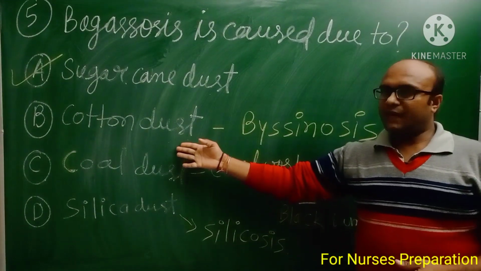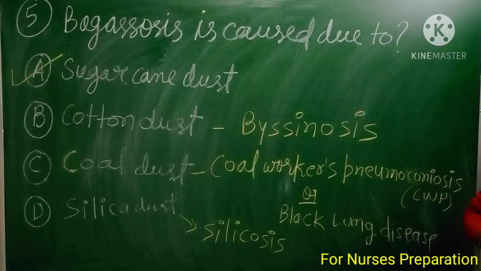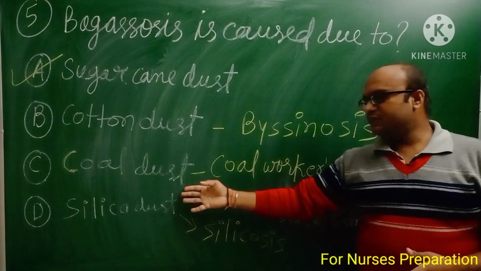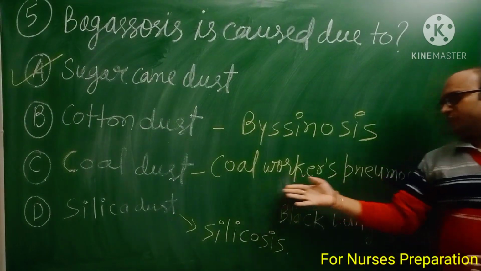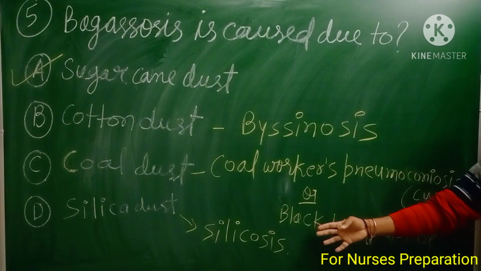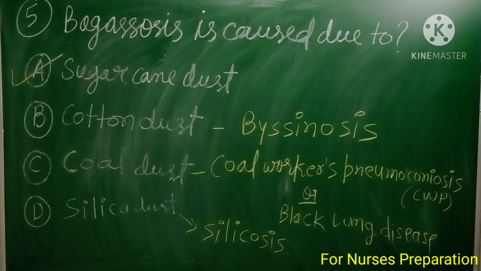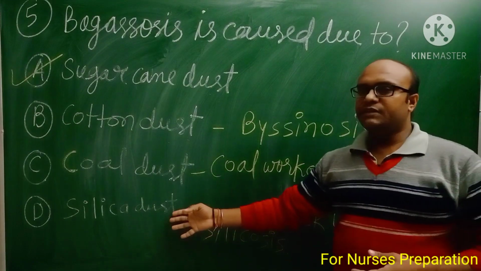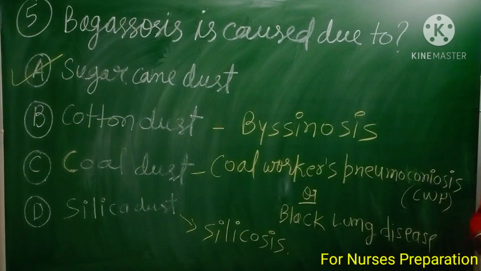Cotton dust can cause byssinosis disease. Coal dust can cause coal workers pneumoconiosis disease. In short, it is known as CWP, coal workers pneumoconiosis. It is also known as black lung disease. Due to silica dust, silicosis may occur. You can take a screenshot for your revision.